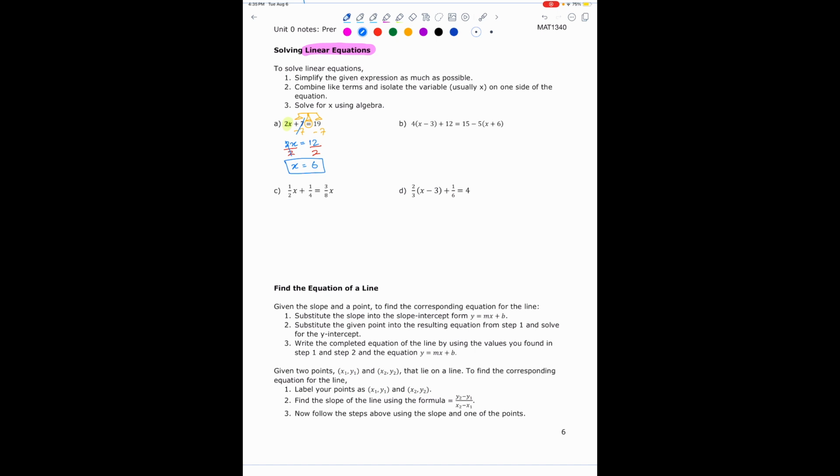Now, if you want to verify your answer, you plug the 6 in instead of the x. So you will end up with 2 times 6 plus 7. Is that going to give me 19? Let's check it out. 12 plus 7, is that equal to 19? Yes, 19 is equal to 19. So my answer is correct.